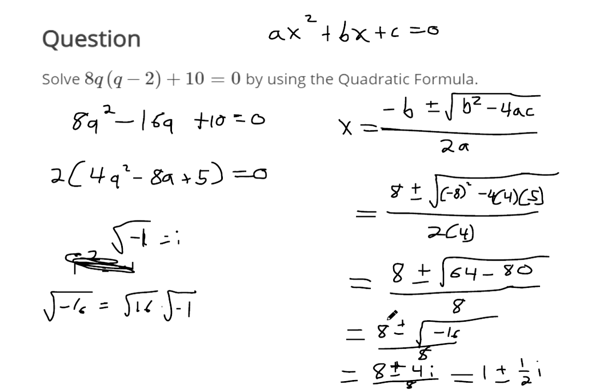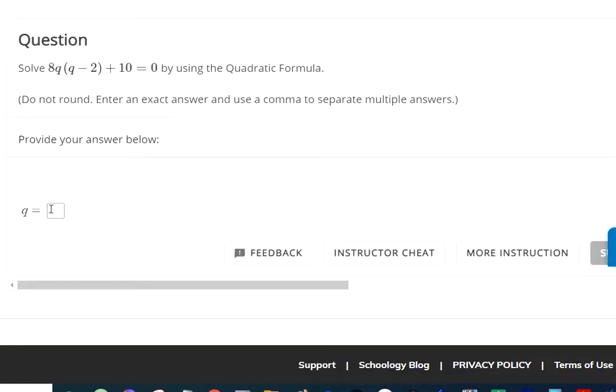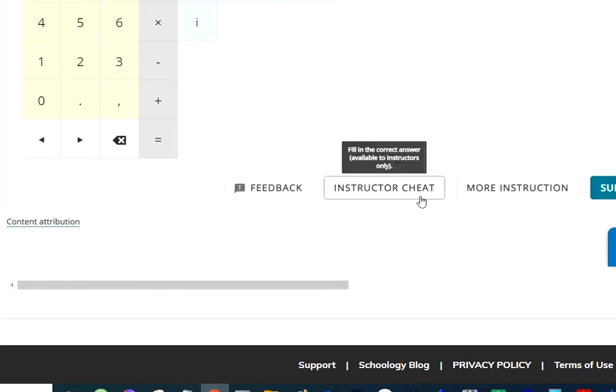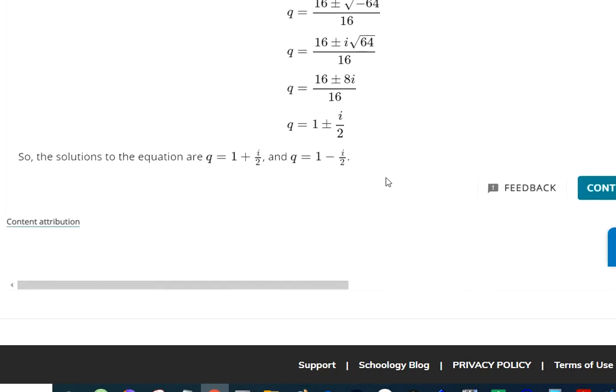Let me see if I can type this in. Yeah, so they're asking me to use a comma to separate my answers. So one was plus, and there's my comma, and then one was minus. So 1 plus 1/2 i, 1 minus 1/2 i. Let's see if it likes that. Okay. Yeah, it does. So that one had imaginary solutions.